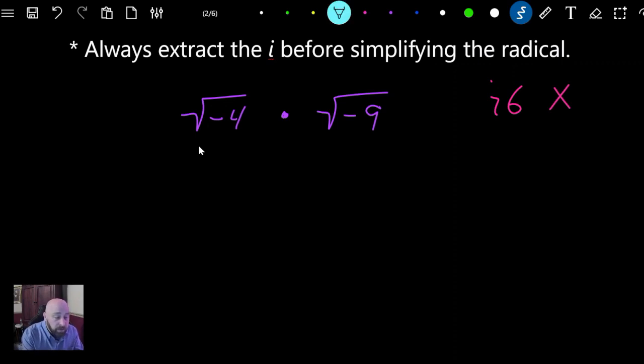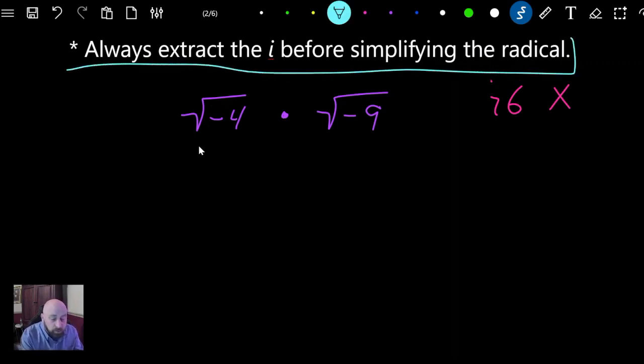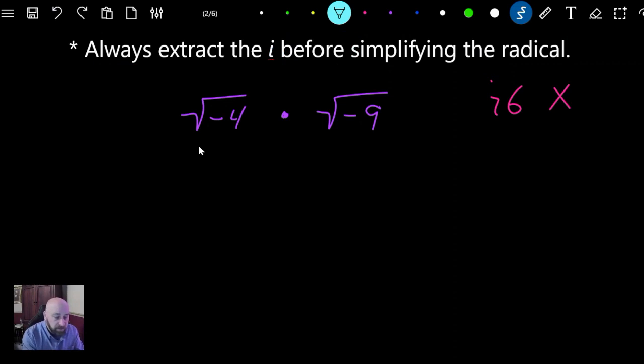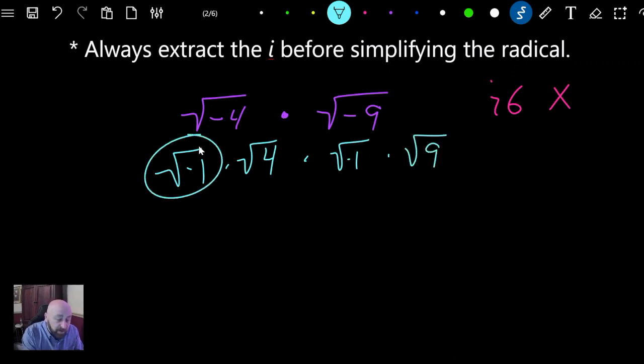So here's what we do. It says this is the new rule that we're learning. So this is the new mathematical rule that we can't break. What's the rule? We always extract the i before simplifying. All right, so watch this. We're going to extract the i times square root of 4 times extract the i, -1 again, times square root of 9. So we extracted two i's. We did not extract one i.